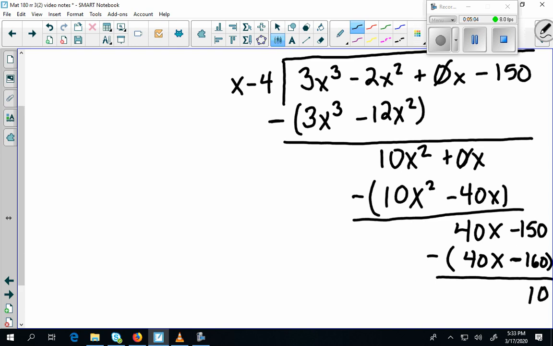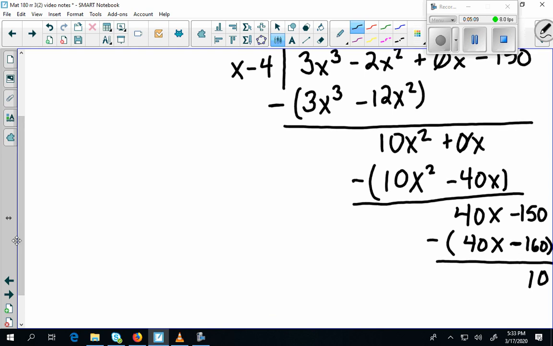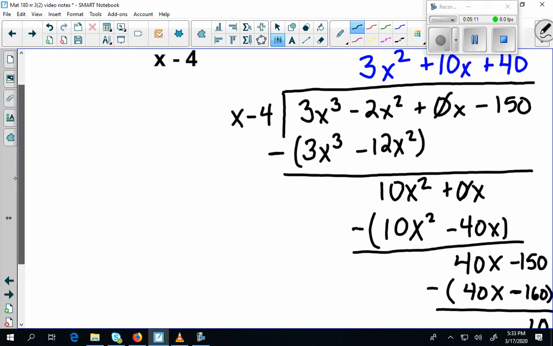And that's it. I don't have anything else to bring down. I can't divide anymore. I'm done. So that 10 represents my remainder.